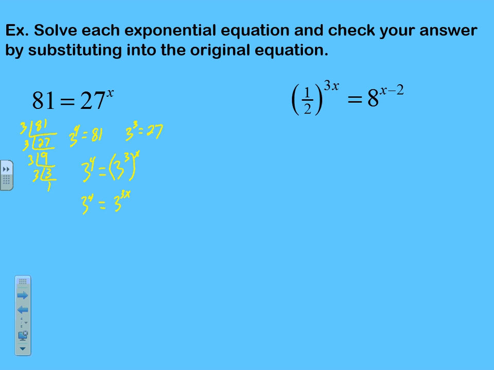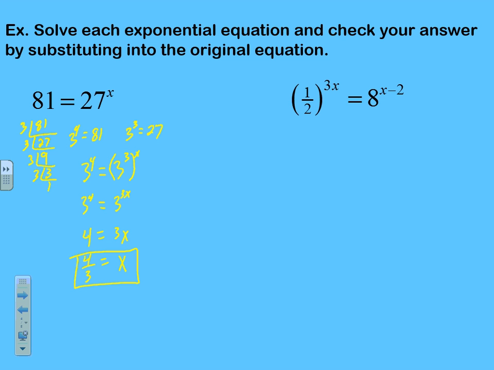Now that the bases are the same, we can say 4 is equal to 3x, and in this case, divide both sides by 3, and we get x to equal 4/3. And this is where you would just check it on your calculator. If I say 27 to the 4/3 power, it will equal 81. So this one isn't really much to show as far as checking it. You would just put the 27 to the 4/3 power in your calculator and hit enter.